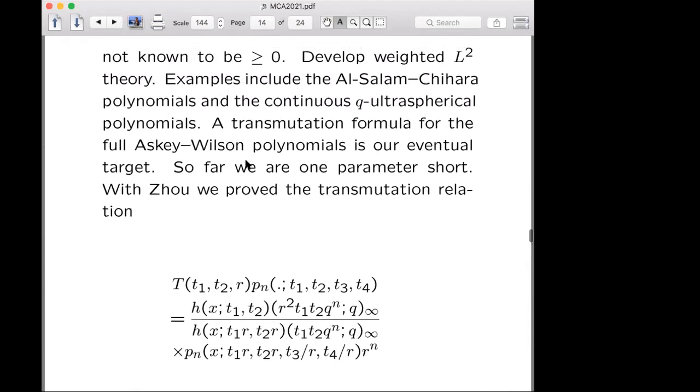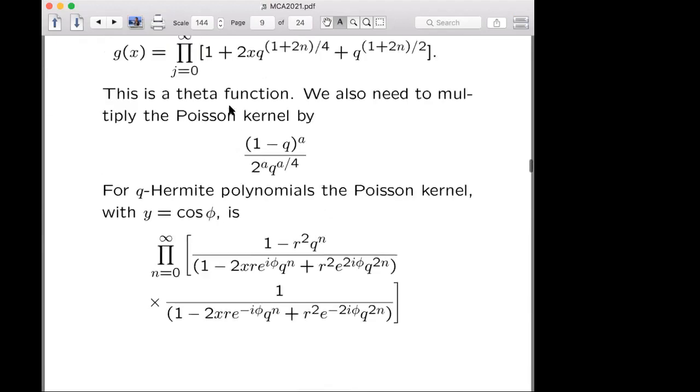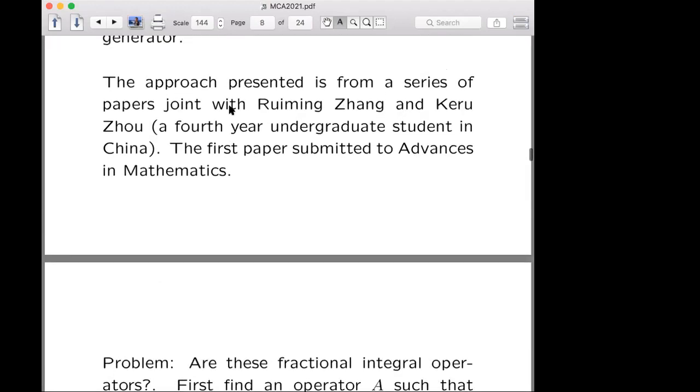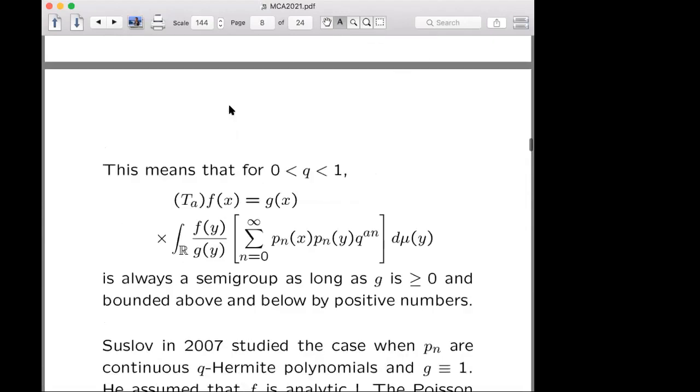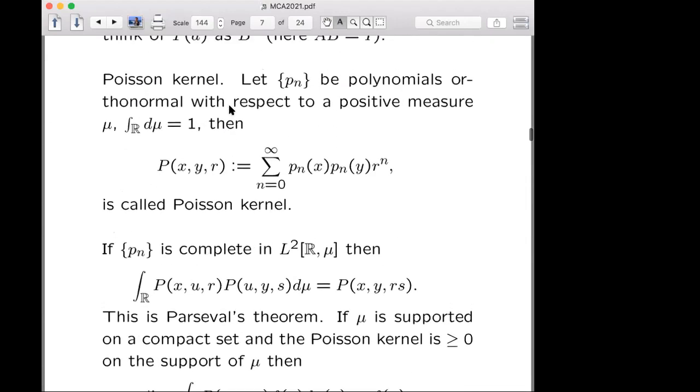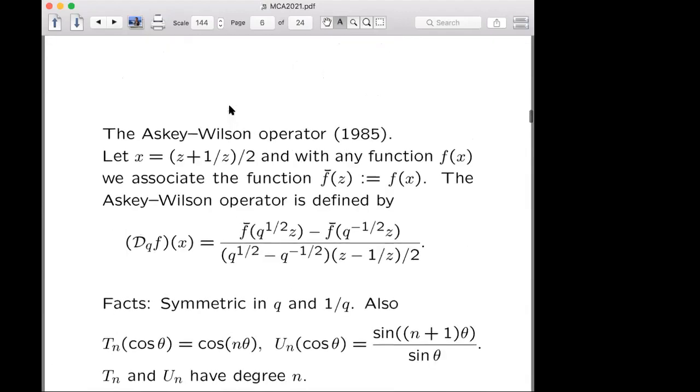Important questions are to describe the images, the ranges of these operators when the domains are certain spaces. Like if it's L^p, what is the image of L^p under these maps? Can you describe an inversion formula, like the one for the fractional integral operators?